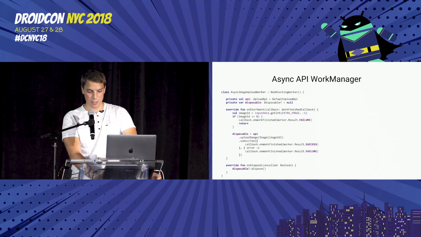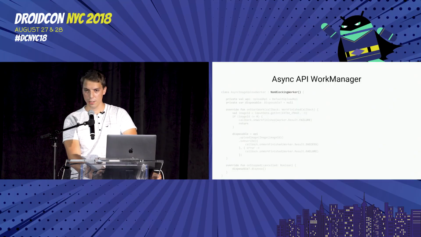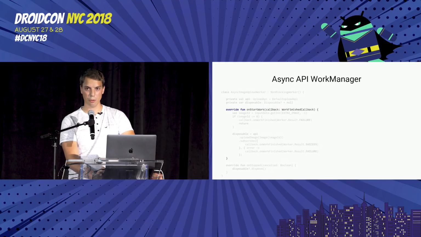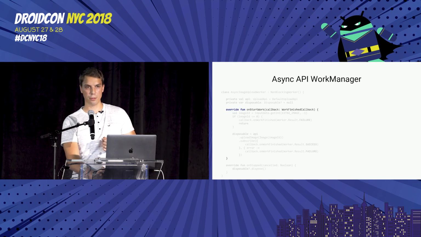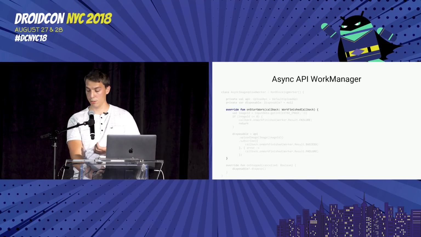This is a sample implementation which isn't working yet because the API simply isn't there yet. It's still work in progress, but you can hack around it, and in the end it will actually work, which is nice. So the first thing you need to do here, you extend NonBlockingWorker, obviously, and then you override the onStartWork method. And here, instead of returning a result like success or failure, you get a callback that you later need to call.